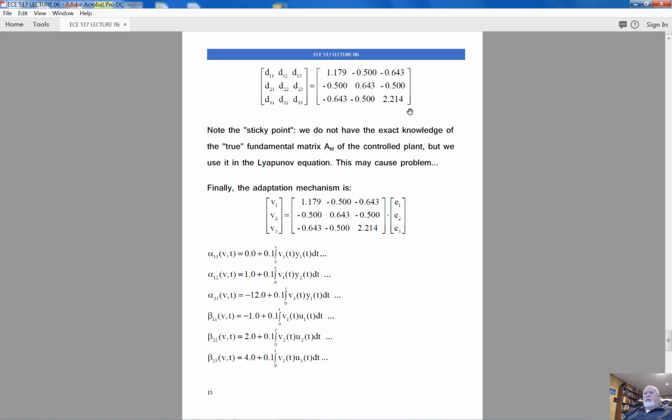And of course, the sticky point should be clear to you. Exact knowledge of the true fundamental matrix AM we don't have. And nevertheless, the solution is based on our best guess knowledge of the fundamental matrix AM. We'll fix this problem later in a slightly different modification of the design problem.